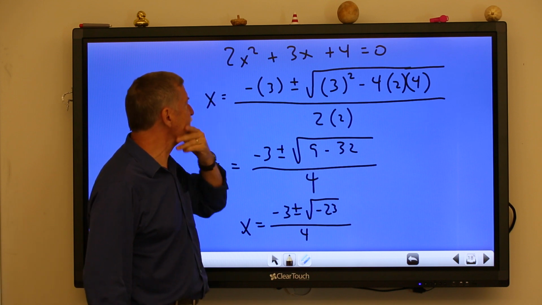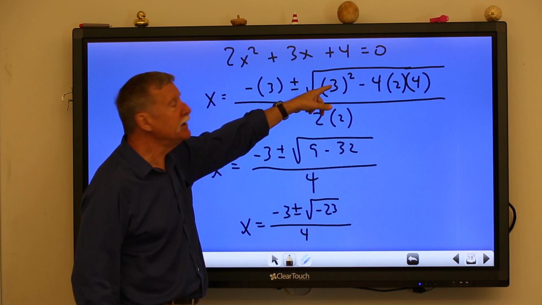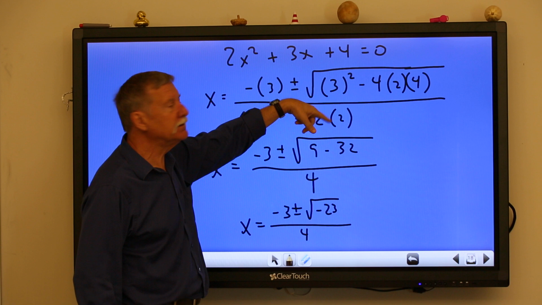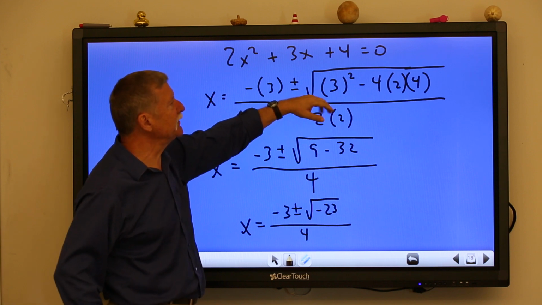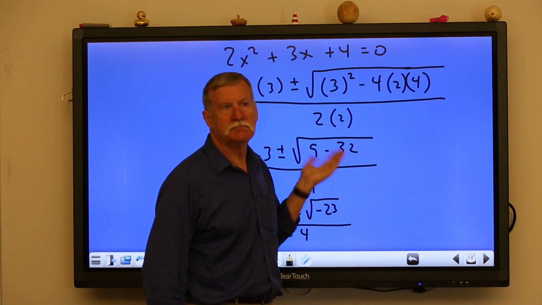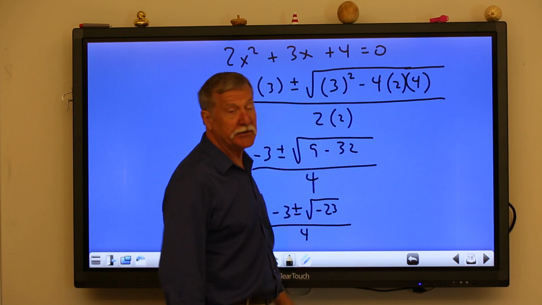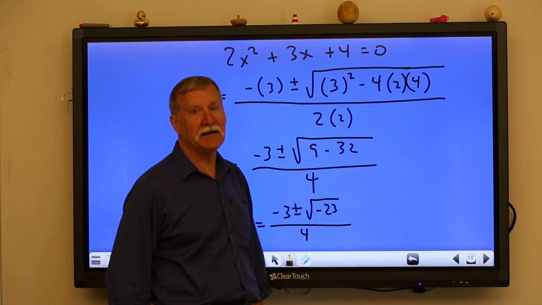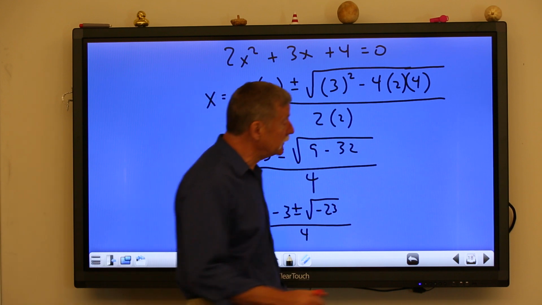And if we had just saved ourselves some time and looked at the discriminant here, the thing inside the radical sign, we would have seen that 9 minus, whoa, that's way more than 9. That's going to be negative. You could have stopped right here and not even done all that to know that there was not going to be any real solutions. All right?